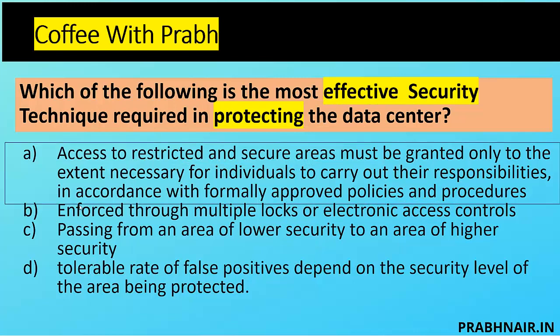Access to restricted and secure areas must be granted only to the extent necessary for an individual to carry out their responsibility in accordance with the formally approved policy and procedure. It captures the governance and the best practices, and it also captures the B and C parts. That's why I'm going with answer A. Let's move to the next question.